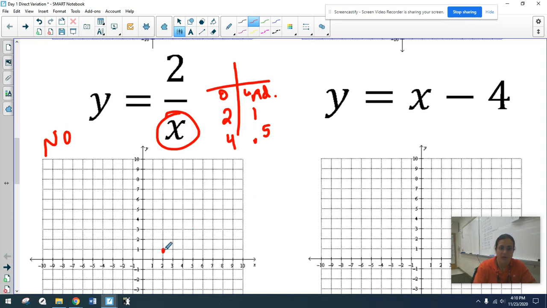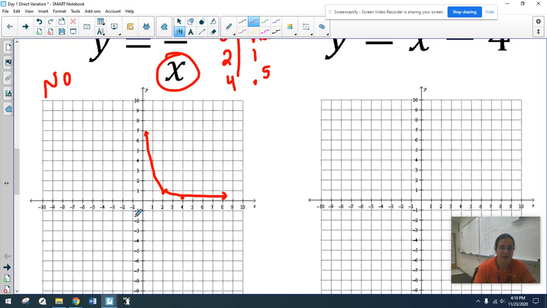If I graph 2, 1, it looks like this. 4, 0.5, it looks like this. And if you graph this in Desmos, it's a really crazy looking graph. It's actually broken up in 2 parts. It'll look like this, and there actually will be something on the other side as well. So if you graphed it over there, it would look like this. This is what the one graph looks like, so it's really weird. And it is not direct variation. So no, I verified it with my graph right here.